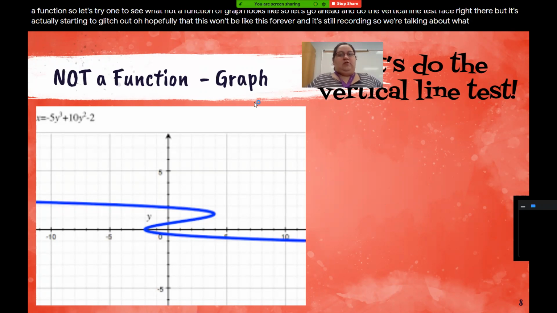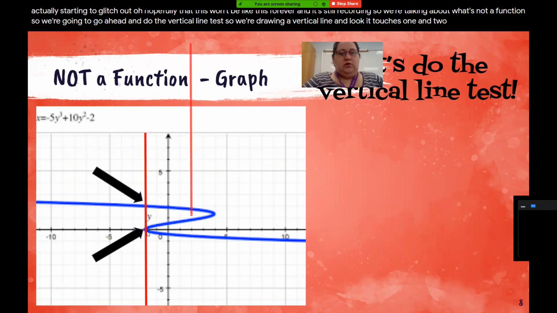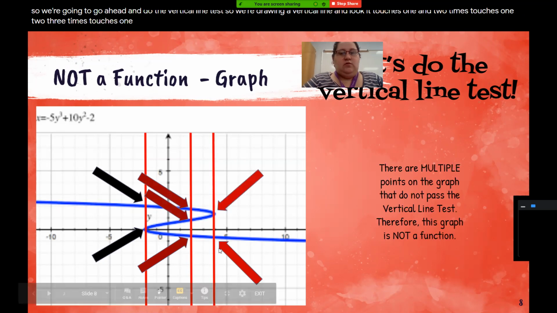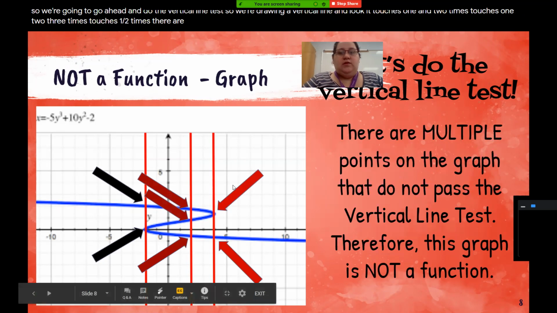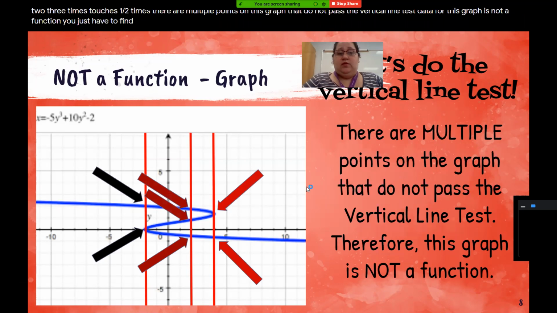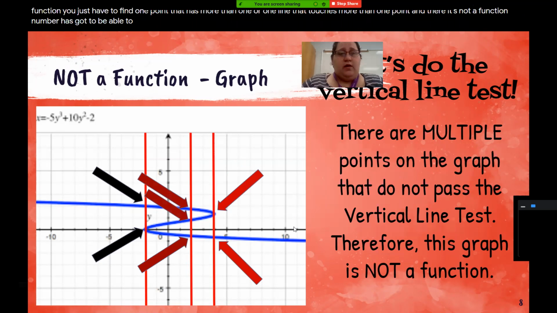So we're talking about what's not a function. We're drawing a vertical line, and look, it touches 1 and 2 times. Touches 1, 2, 3 times. Touches 1, 2 times. There are multiple points on this graph that do not pass the vertical line test. Therefore, this graph is not a function. You just have to find one line that touches more than one point. Remember, it's got to be able to do a vertical line anywhere on the graph and only touch the graph once.